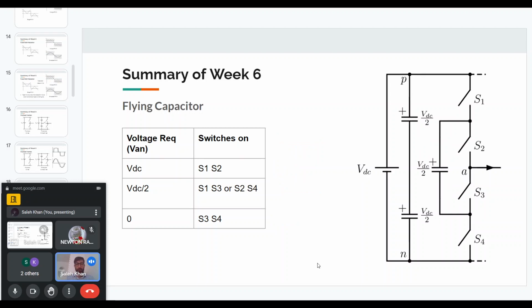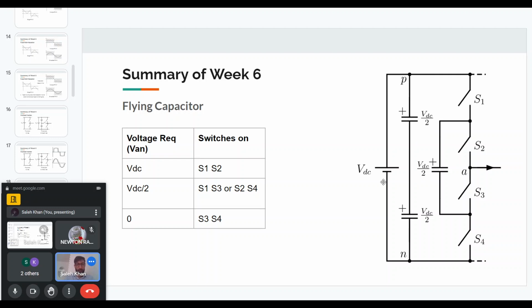The next type of multi-level converter is a flying capacitor converter. So here again we have 4 switches in each phase leg. Then we have additional capacitor which is connected between 2 switches as you can see in the figure. And the capacitors are maintained to have a voltage of VDC by 2 across them. So we have to see the modulation, how we will switch. It has to follow this condition that the capacitor voltage has to be VDC by 2.